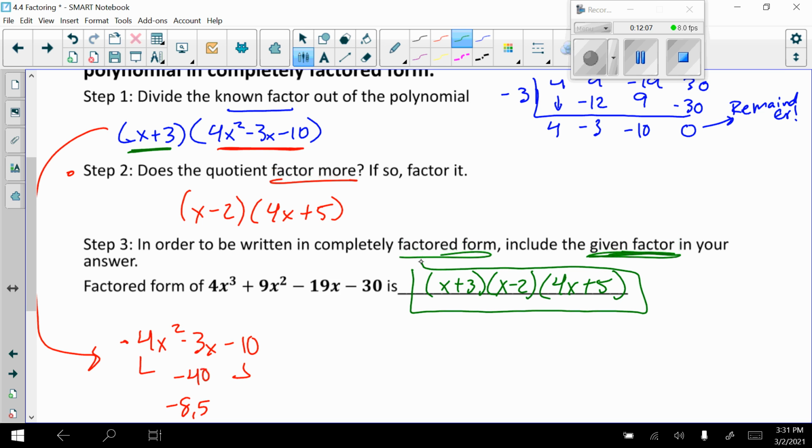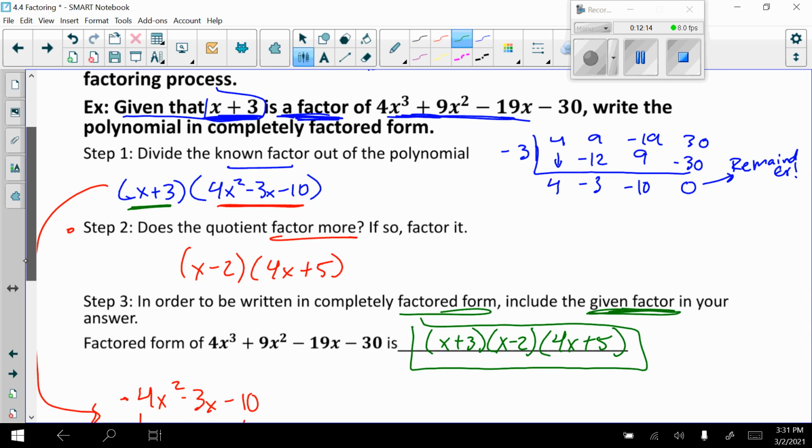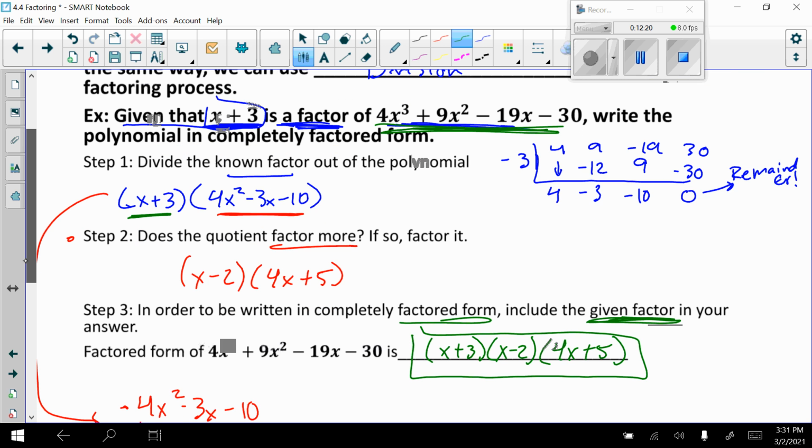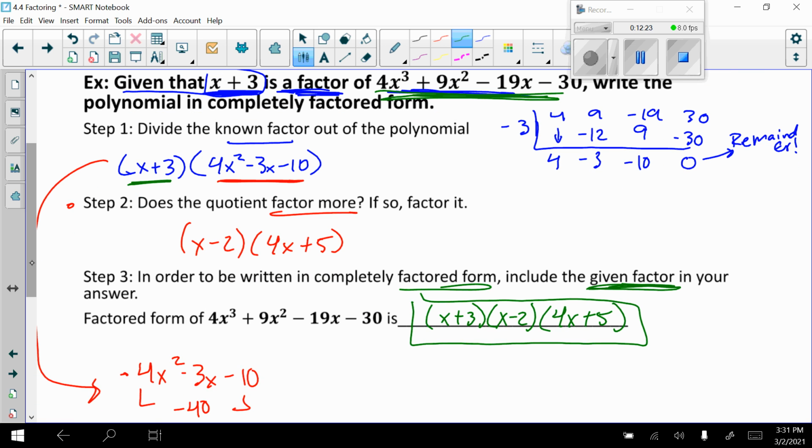If you wanted to check yourself, you could multiply all these things together, right? You could double distribute and then triple distribute, and you should end up back here where we started, okay? So that is how we factor a polynomial using division to get us started. And practice that a little bit more in class.